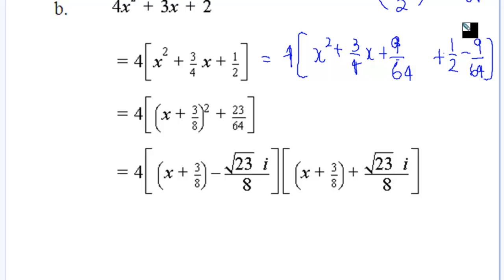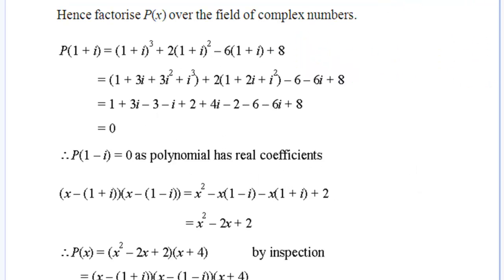So we get the 9 on 64, which we're going to add to these two terms, but then we're going to have to subtract it to keep it balanced. So that's where we get the half minus 9 on 64, which gives us our 23 on 64 there. This part now factorizes to our perfect square, and we're able to break it up again. The first one minus the square root of the second one times i, and the first one plus the square root of the second one times i, is allowing us to get the difference of two squares with complex numbers in that regard.